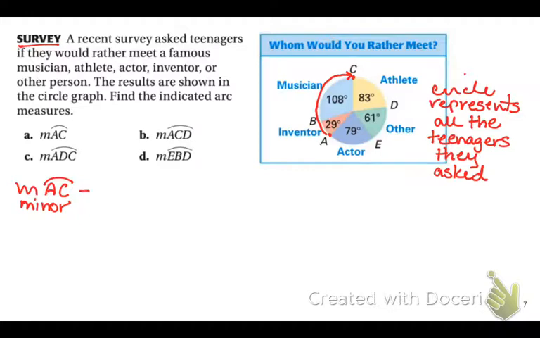So the measure of arc AC is equal to this measure, the 29 degrees, plus this measure, which is 108 degrees. So 9 plus 8 is 17, 137 degrees. Okay, so I'm going to erase this and change colors.